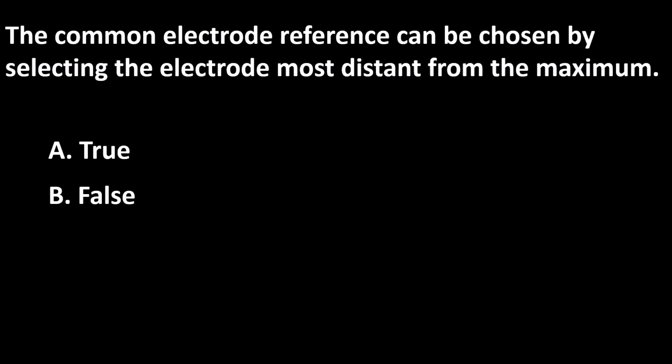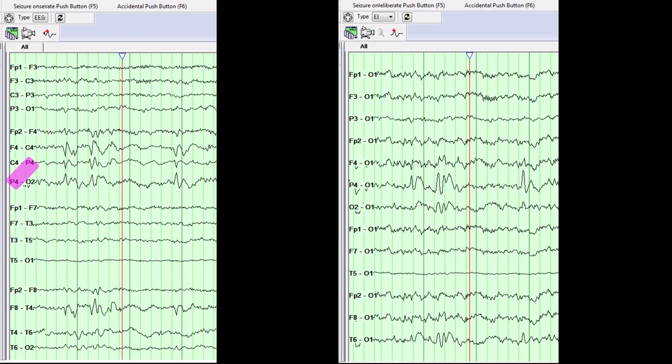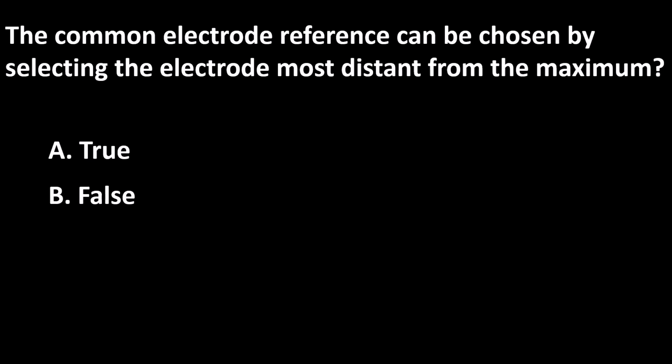Next question. The common electrode reference can be chosen by selecting the electrode most distant from the maximum. A true, B false. This brief bipolar epoch shows a maximum likely to be at P4. O1 is rather quiet. Creating a new montage using O1 as a reference will show that the maximum is at P4 in the sagittal plane. So the answer to this question is true.